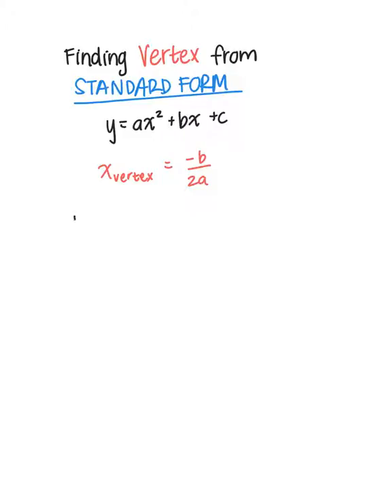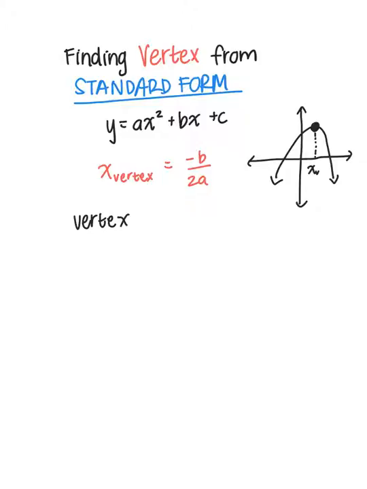And we know a vertex of a parabola is either the maximum or minimum. So here's just an example. If this is the vertex, this is the x vertex, and to find the y vertex, we plug x into the y function.